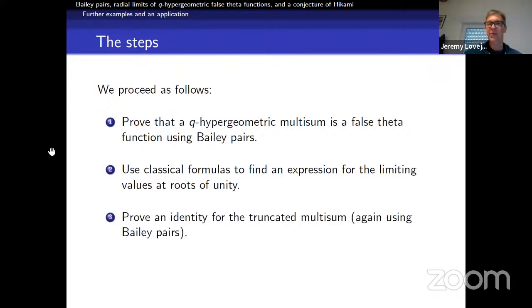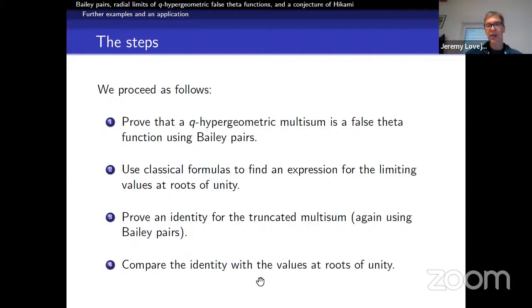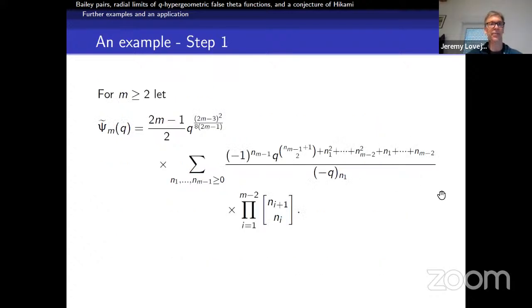Then we prove an identity for the truncated multisum, again using Bailey pairs. In fact, using the same Bailey pair we used in step one, just with a different application of the Bailey lemma. And then we compare the identity with the values at roots of unity that we obtained in step two. Usually it's just a short calculation away to get the result. So let me show you how this works.